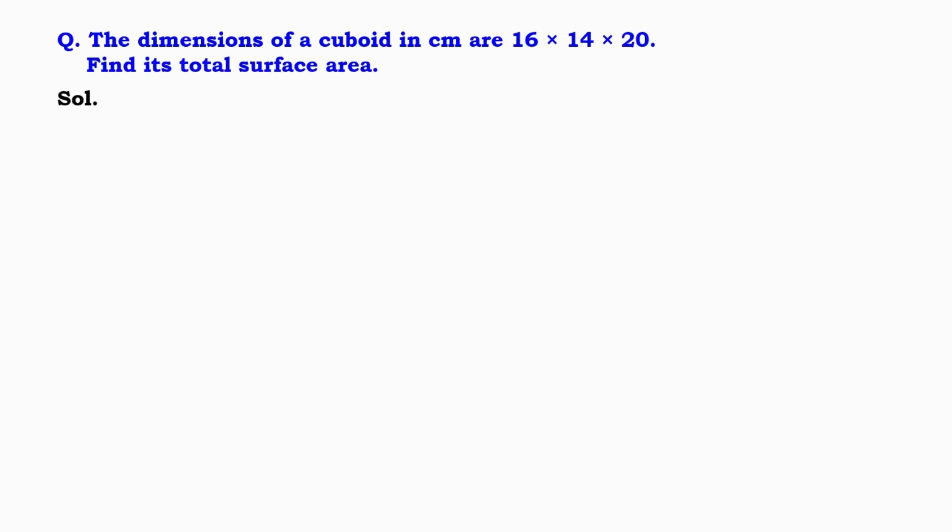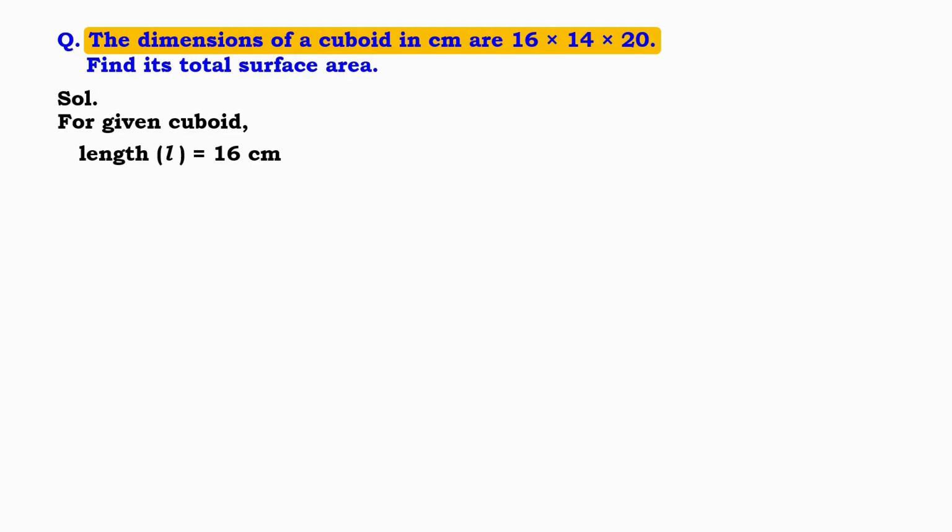Okay, so now let's take a look at the problem given. The dimensions of a cuboid in centimeters are 16 into 14 into 20. Find its total surface area. So what is given in the question? The dimensions of a cuboid. What do you mean by dimension? Dimension means the length, breadth and height of the cuboid. Since a cuboid is a three-dimensional figure, it has three dimensions, that is length, breadth and height. Now we need to find out the total surface area.